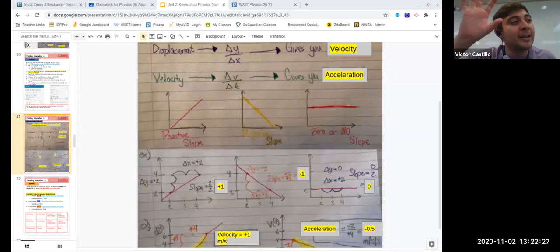Yes, if the change in y and the change in x are not the same number, then just solve for it. The examples I gave you were all the same numbers except for the last one, and all I did was just solve for it. -2 divided by +4 is -0.5.